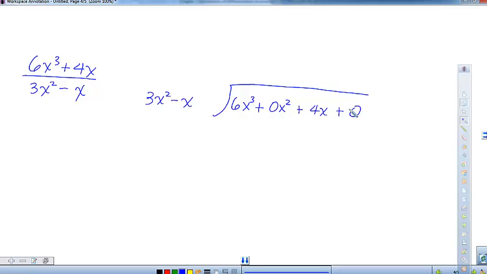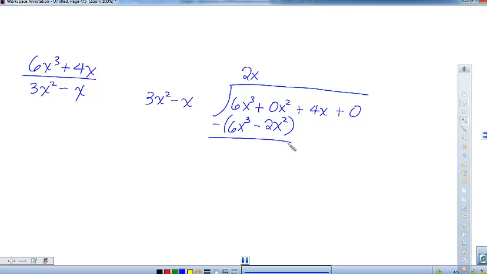All right, and we start by looking at the leading coefficient of this thing and asking how many times does it go into 6x cubed? And I think I heard 2x, okay? And then we multiply. 2x times 3x squared gives me 6x cubed. 2x times minus x gives me minus 2x squared. Okay, and now we subtract.